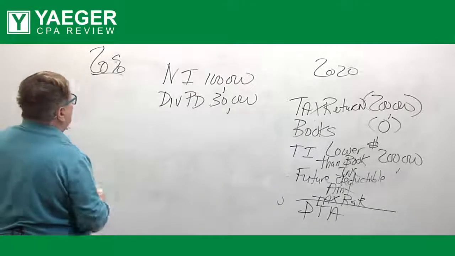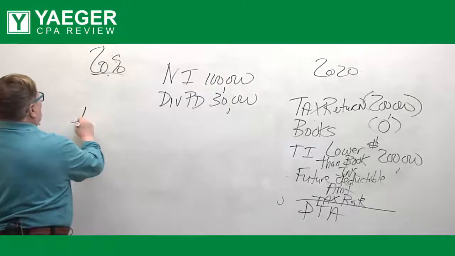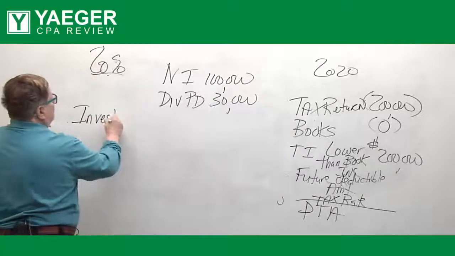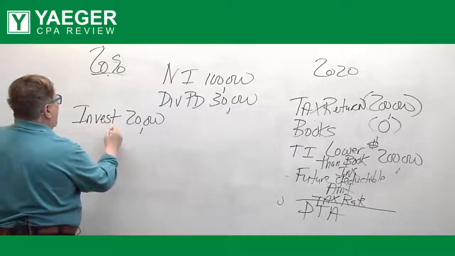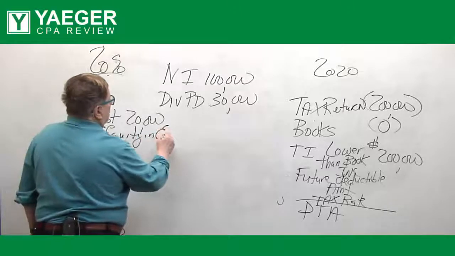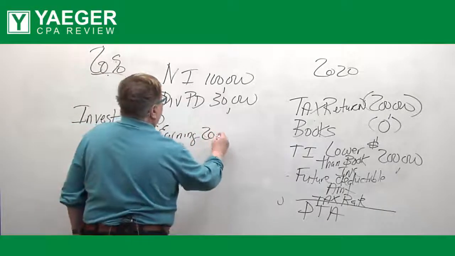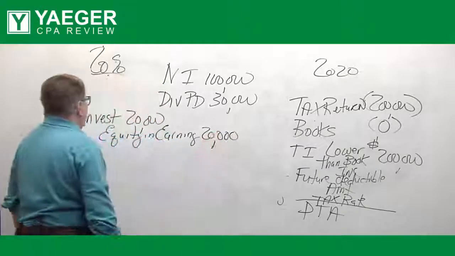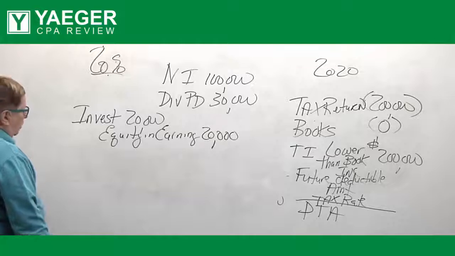All right, so let's make the entries here. 20% of net income is what? $20,000. Debit investment for $20,000, and credit an income statement account called equity and earnings, $20,000.